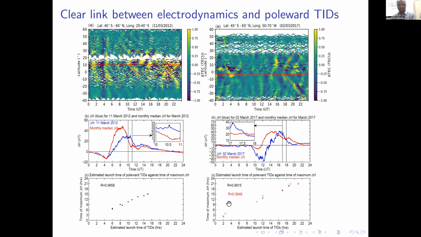And that is the last panel, which is a scatter plot of the estimated launch time of TIDs versus the time of maximum delta H. For this, we are seeing the black dots and the red crosses. The reason is simple: because of lack of data, we used different magnetometer pairs. But irrespective of what you do, you'll see that the correlation is close to 1. Therefore, that tells you that the estimated launch time of TIDs and the time of maximum delta H have a one-to-one correlation. So this is over the American sector, and on your left-hand side it's exactly the same procedure, but over the African sector. And you'll see the correlation is almost in the same range.